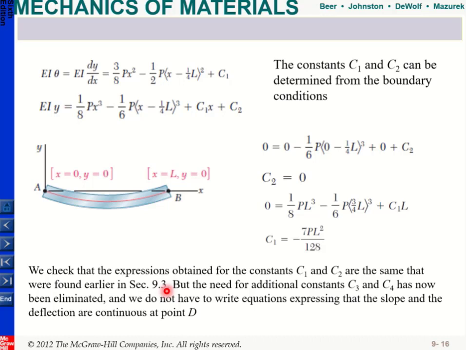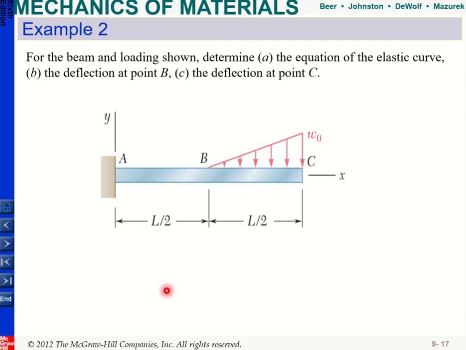Okay. So again, which method you choose is up to you. You can either use singularity functions, or you can divide into sections and just use the boundary conditions to find those constants. So you need to pick whatever you feel most comfortable with.